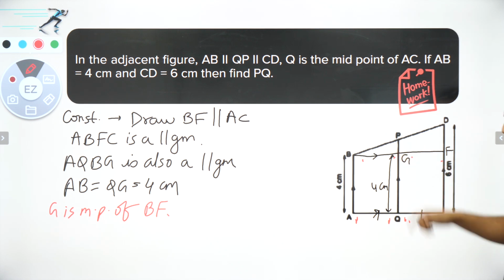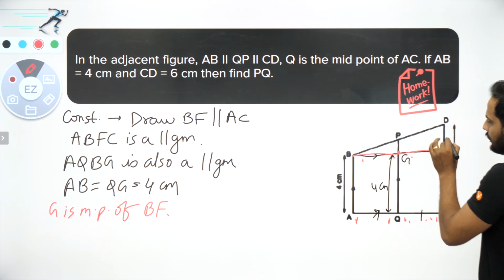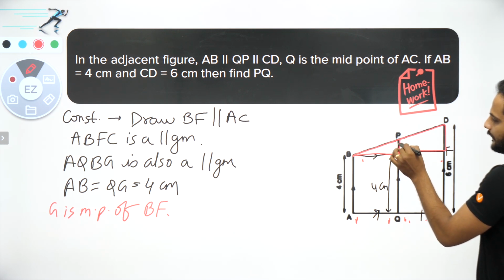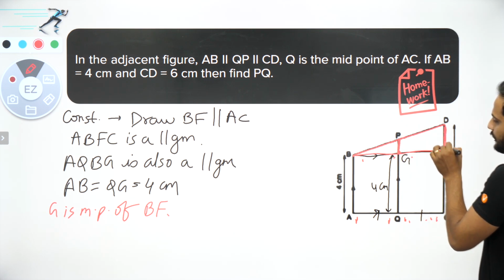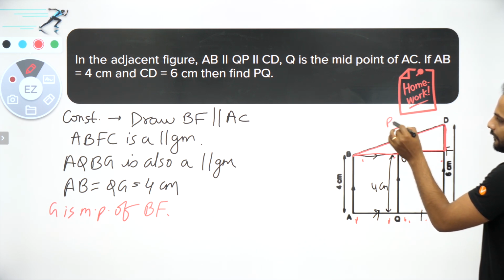Now, as you know, just look at this triangle. From the midpoint of BF, if I draw a line which is parallel to this side, I know this will intersect at P. P is the midpoint.